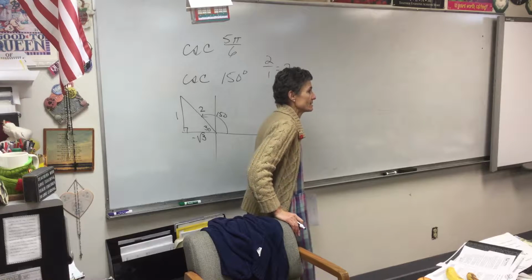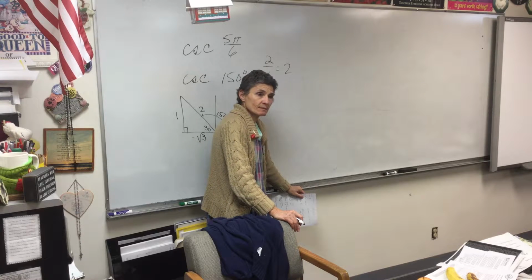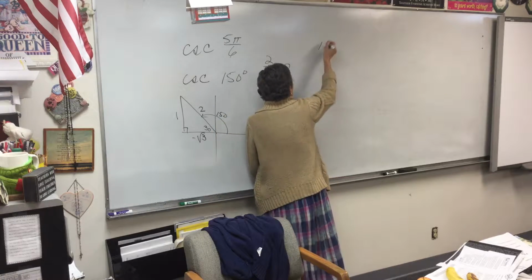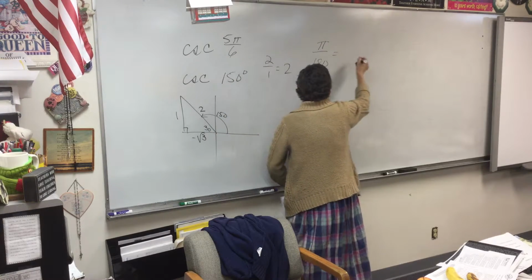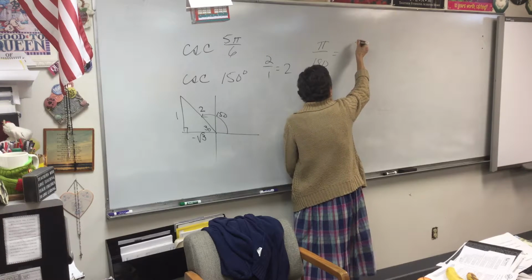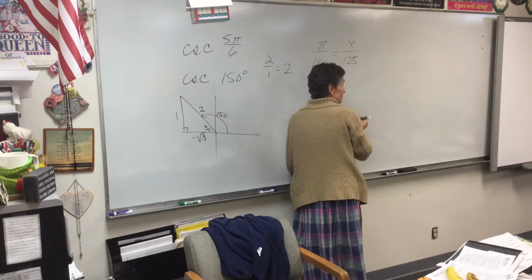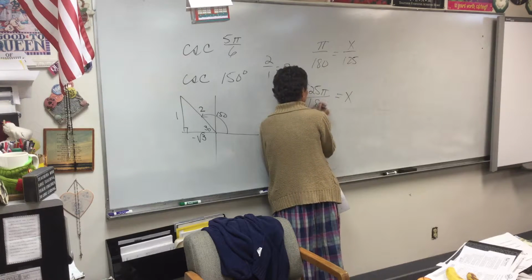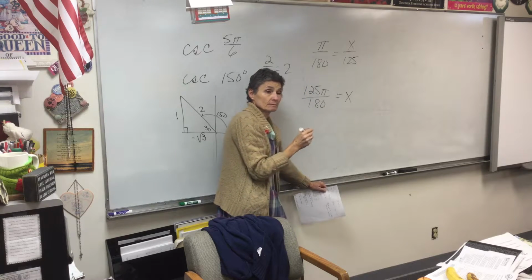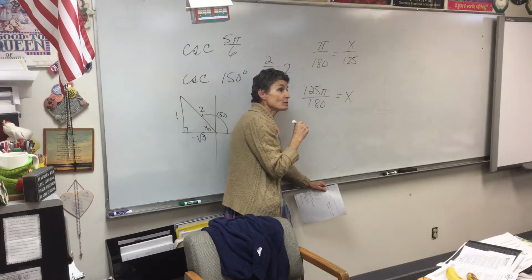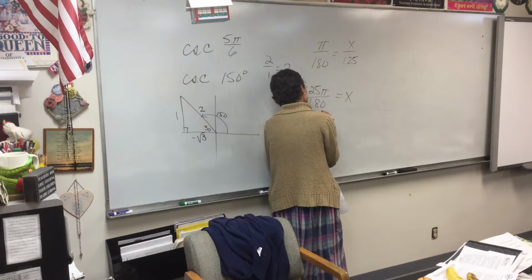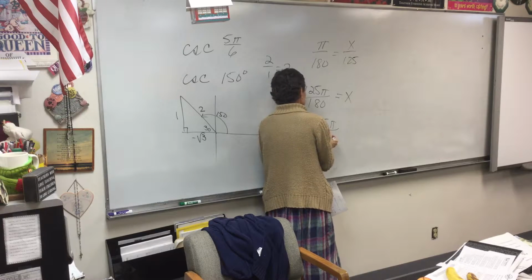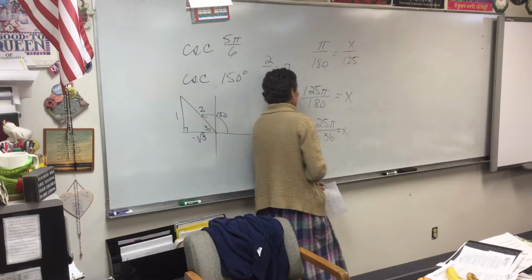125 degrees is how many radians? What's our strategy? Pi over 180 equals x over 125. So x equals 125 pi over 180, which reduces to something, let's see, 5 goes in 25, 5 goes in 36, I think that's it, 25 pi over 36.